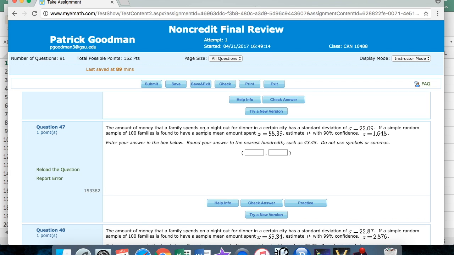The amount of money that a family spends on a night out for dinner in a certain city has a population standard deviation of 22.09. If a simple random sample of 100 families is found to have a sample mean amount, x bar, blah, blah, blah, estimate the population mean with 90% confidence. So remember, the confidence interval tells you, with the given confidence, that whatever interval we get, based on my x bar, we have 90% confidence that the true population mean is within that interval. So this is what we're doing.